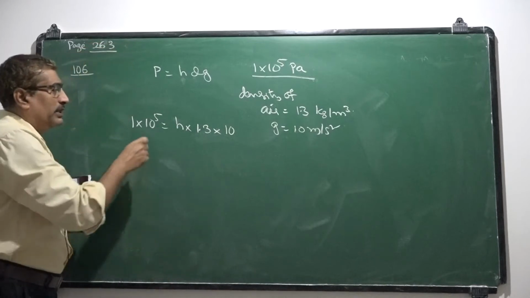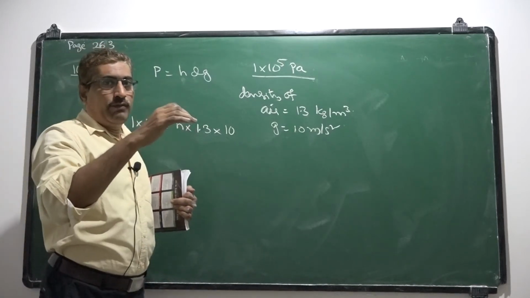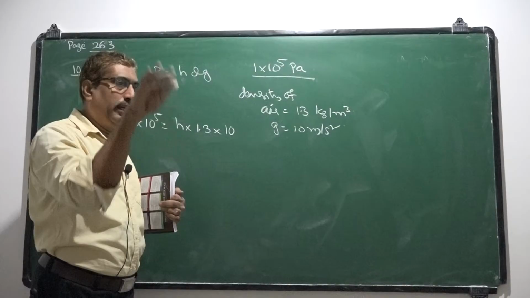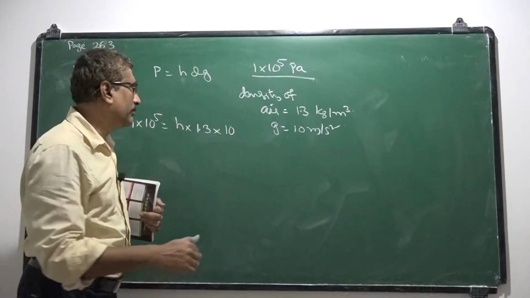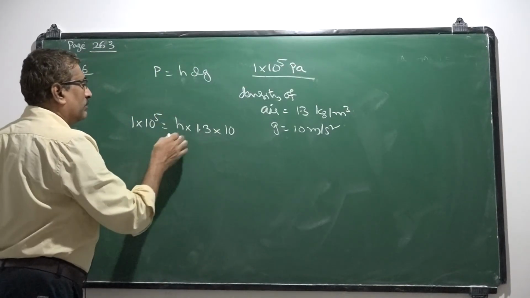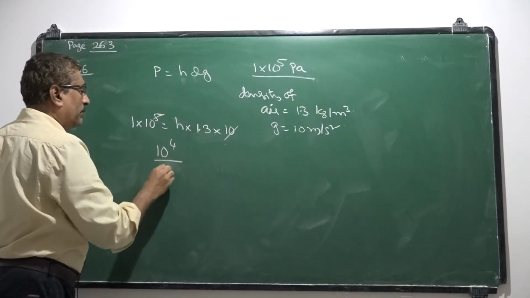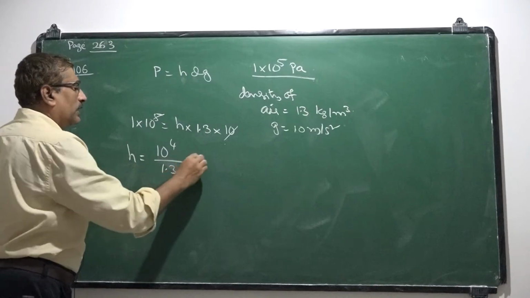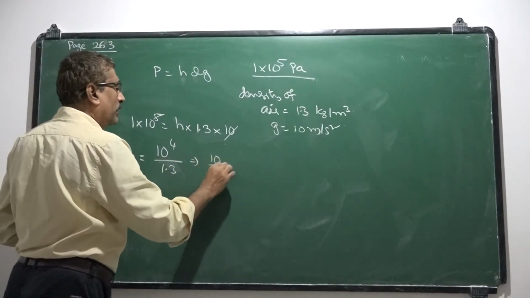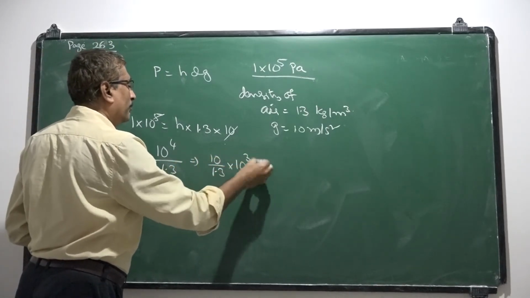Because atmospheric pressure is the pressure exerted by the air in the atmosphere on the surface of the earth, we can calculate this from this. Okay, we can cancel out this 10. So 10 power 4 by 1.3 is equal to H. That we can write as 10 by 1.3 into 10 cube.